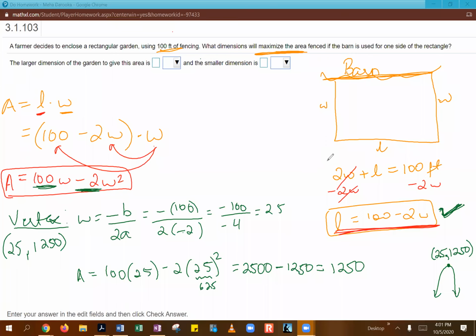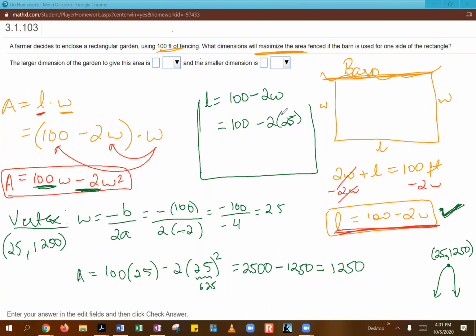James, you're coming up with 50. Okay, so let's do a quick verification on that. Okay, and looks like Abdul Aziz, Nathan, you guys also had the same thing. So let's do that here. Length is 100 minus 2W. And if we are saying that the width is going to be 25, of course, 2 times 25 will become 50, and 50 from 100 will give you 50. So we're basically saying the length should be 50 feet and the width should be 25 feet.